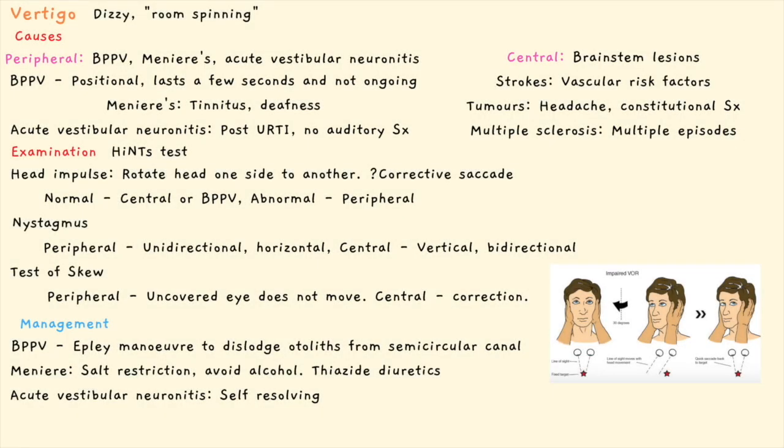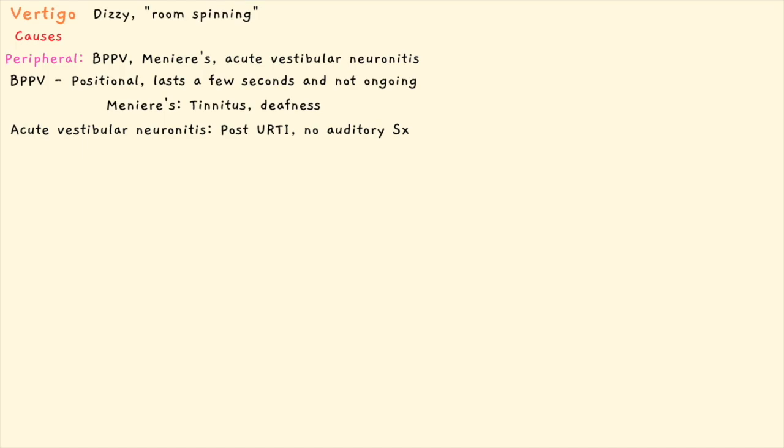This video is on vertigo. We will examine the main causes of vertigo, look at how to diagnose vertigo, and then how best to manage vertigo. So first, let's clarify the definition. Vertigo is dizzy, but specifically with the room spinning or the world spinning. If it's dizzy without that, it's more likely to be pre-syncope.